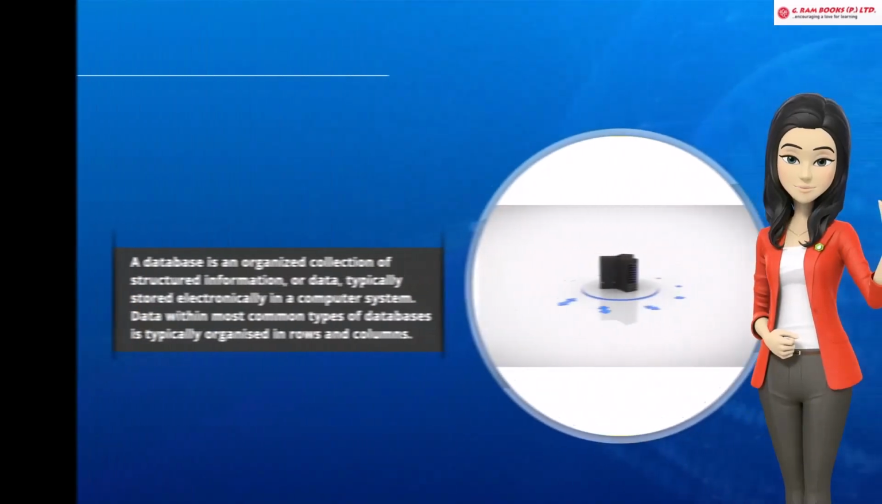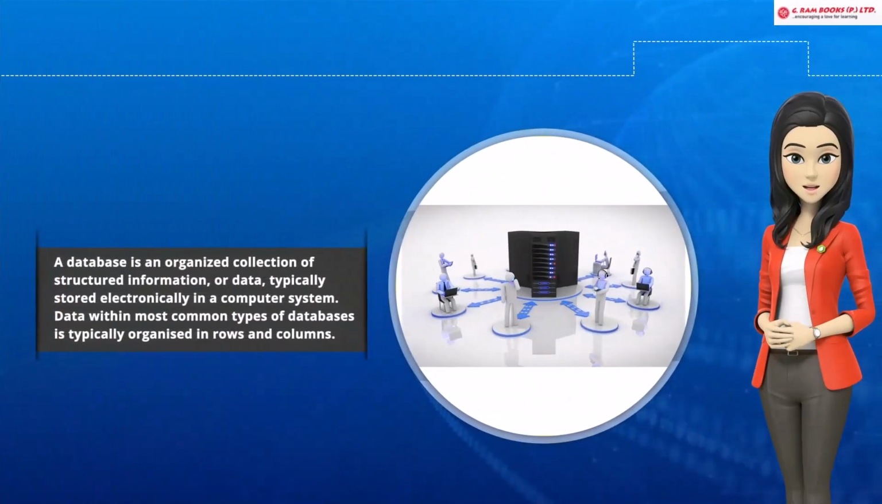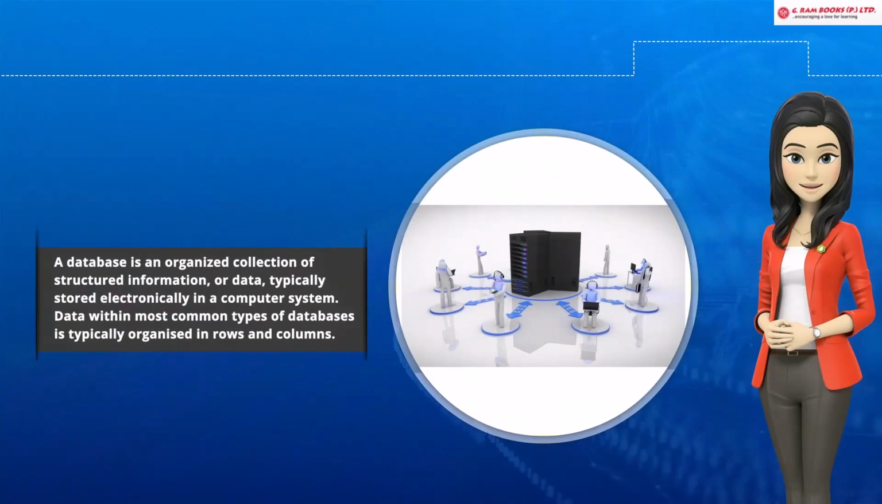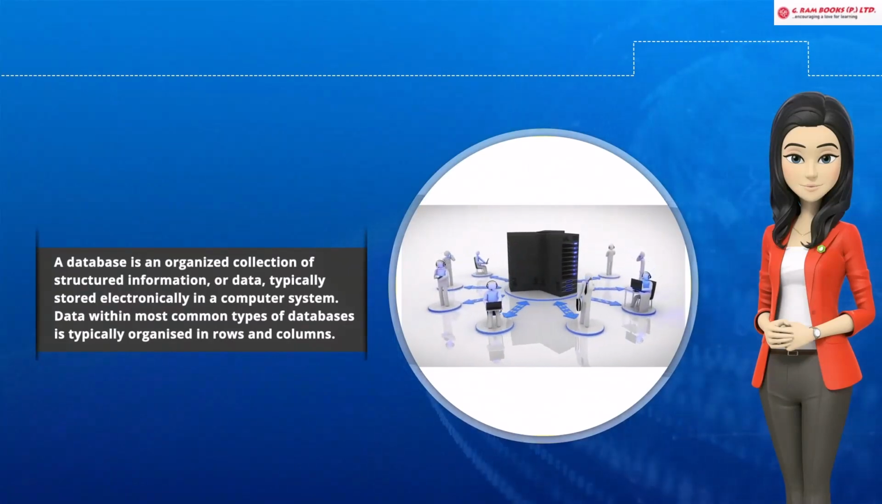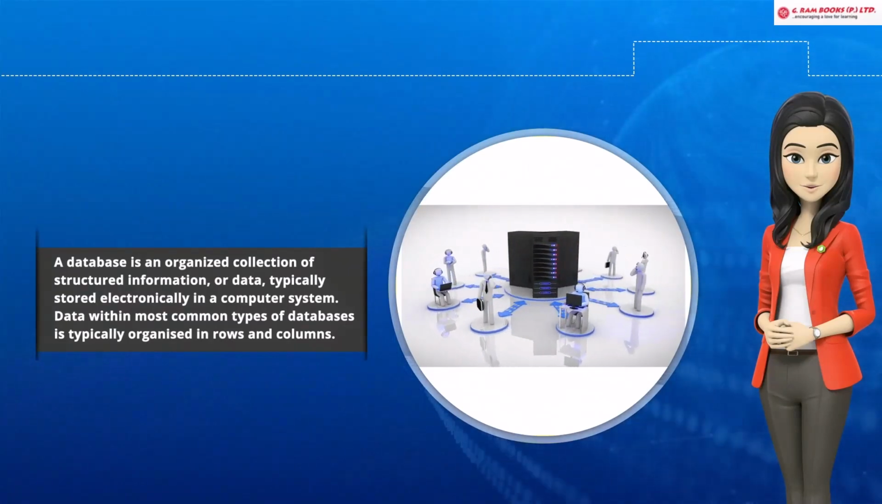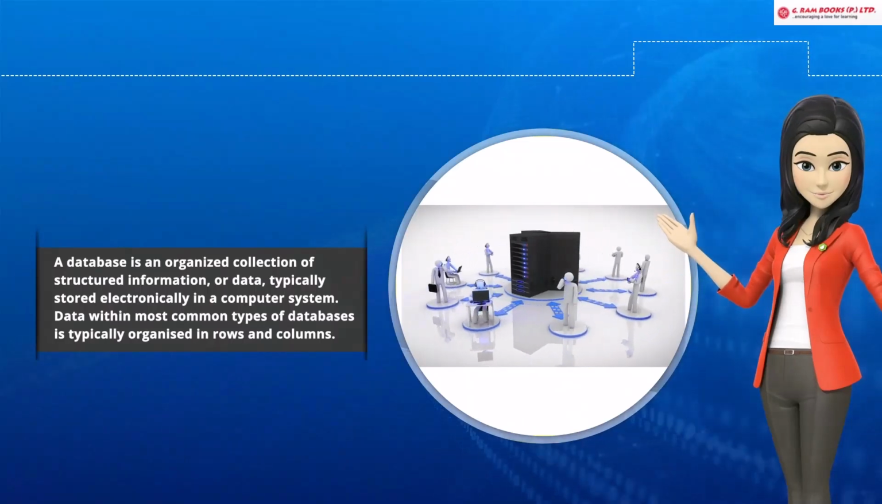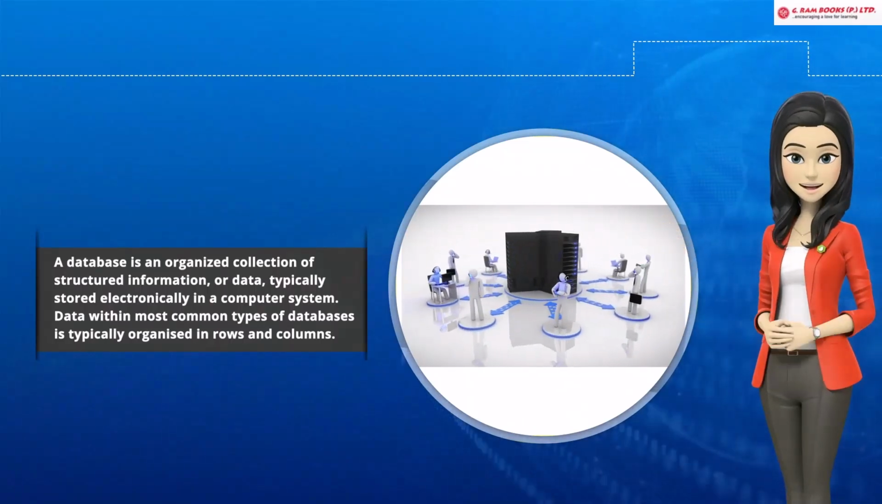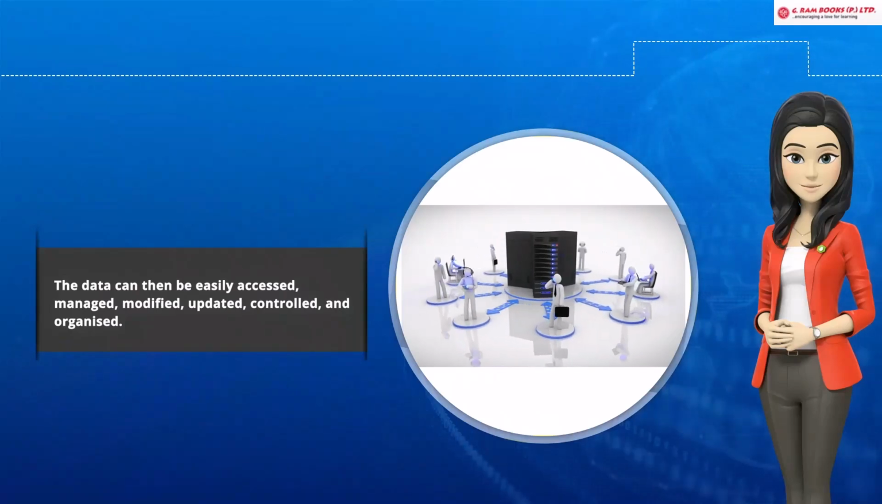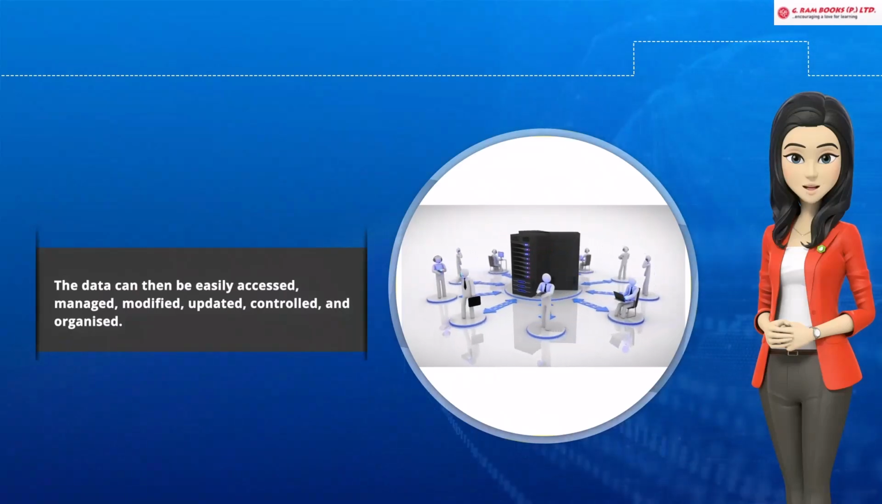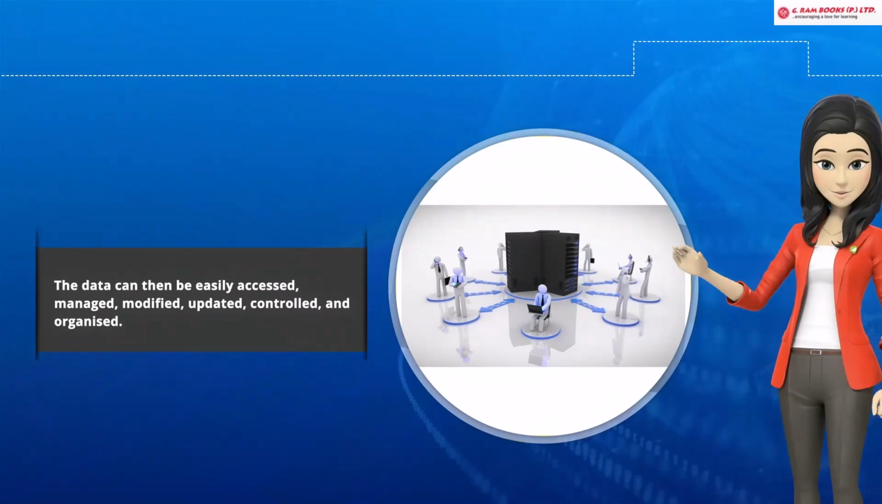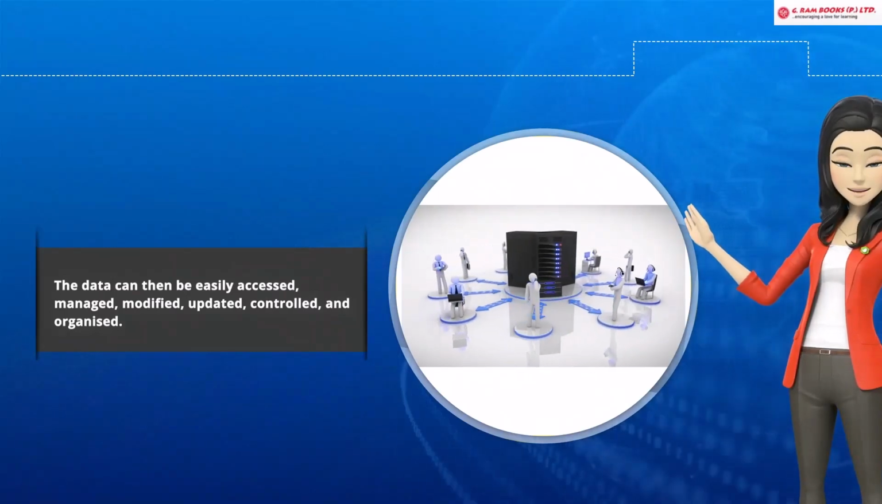A database is an organized collection of structured information or data typically stored electronically in a computer system. Data within most common types of databases is typically organized in rows and columns. The data can then be easily accessed, managed, modified, updated, controlled, and organized.